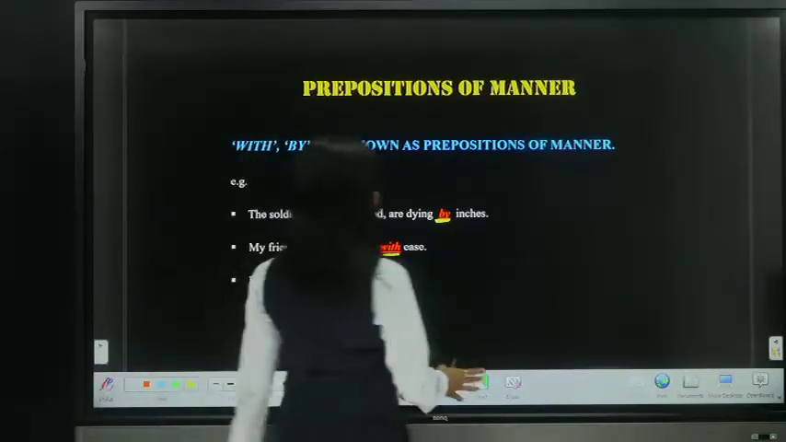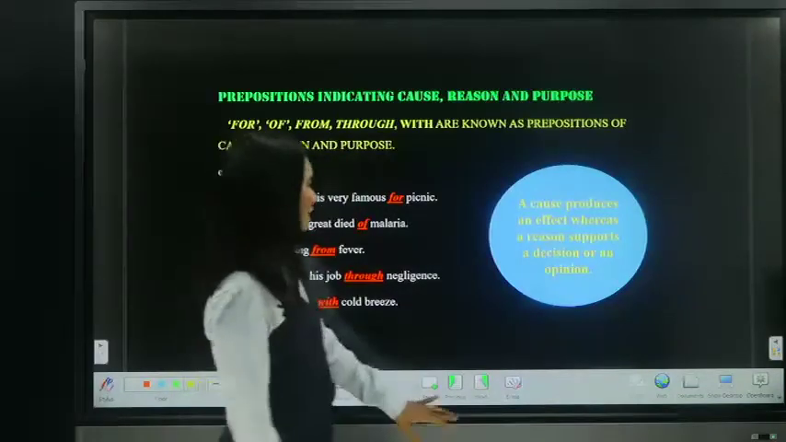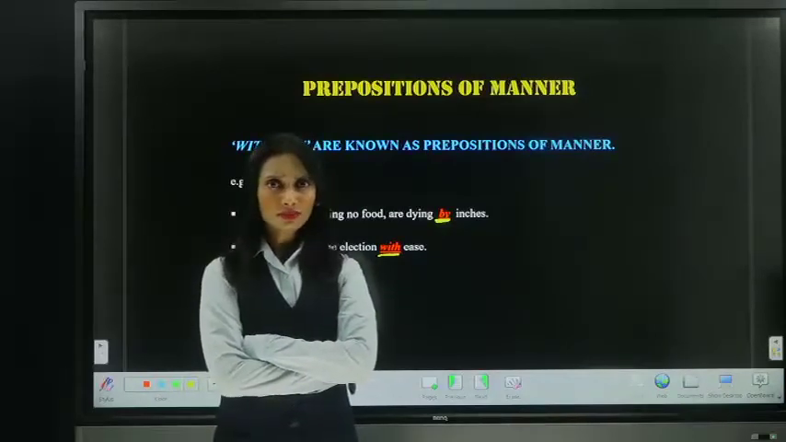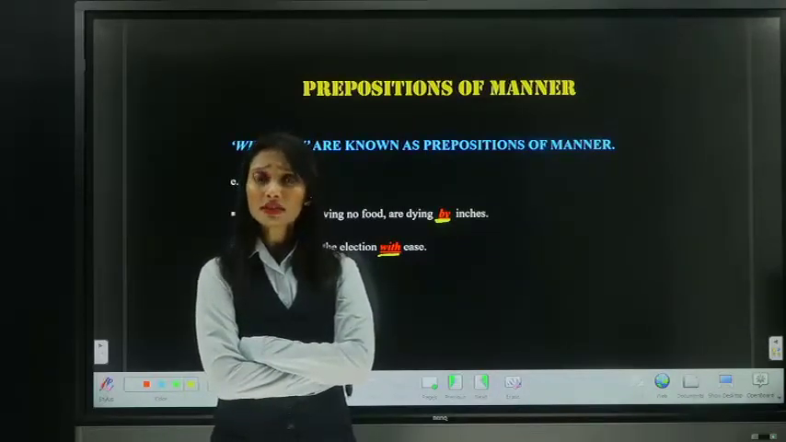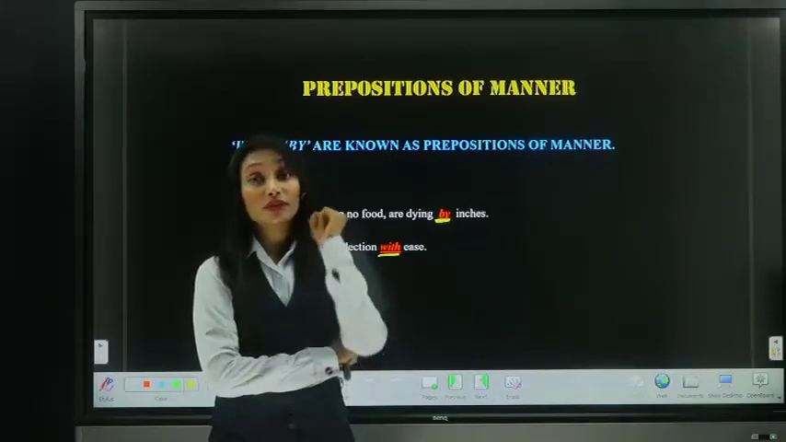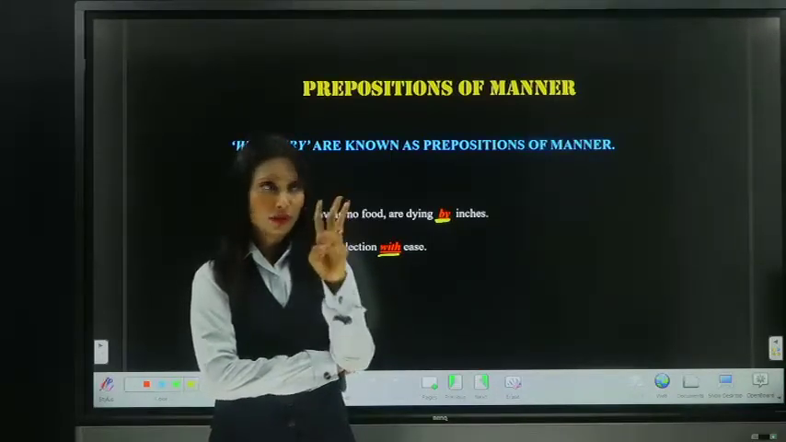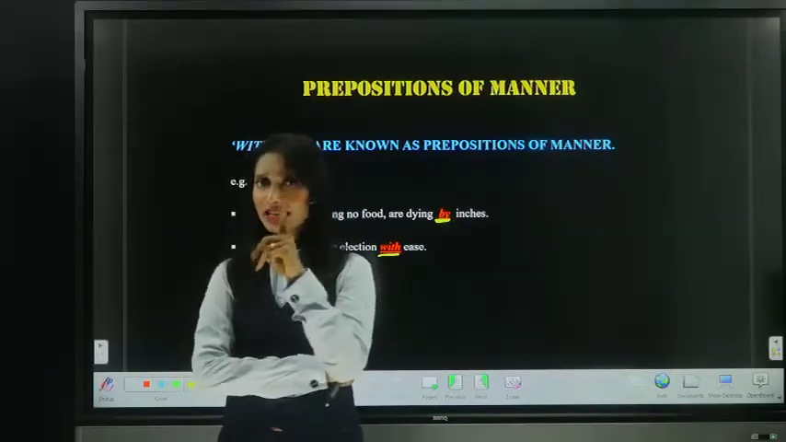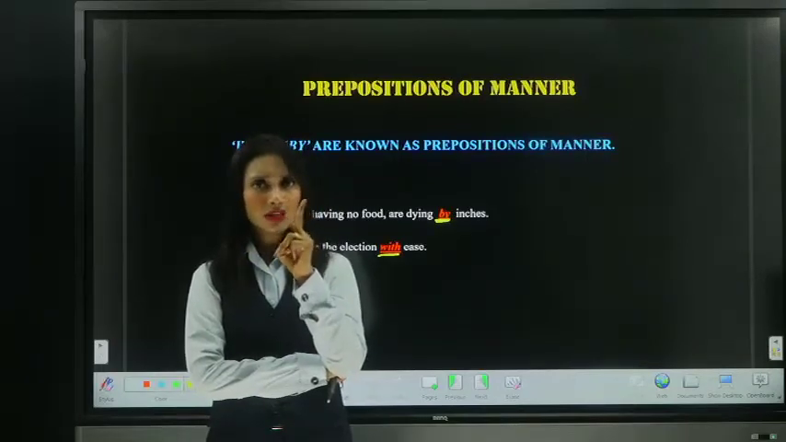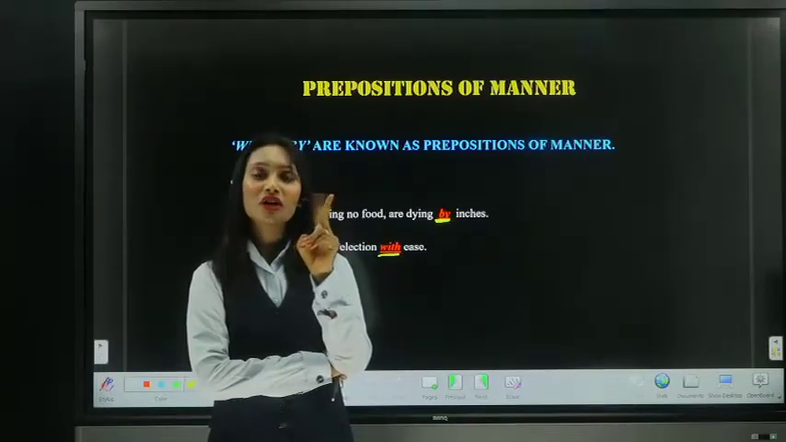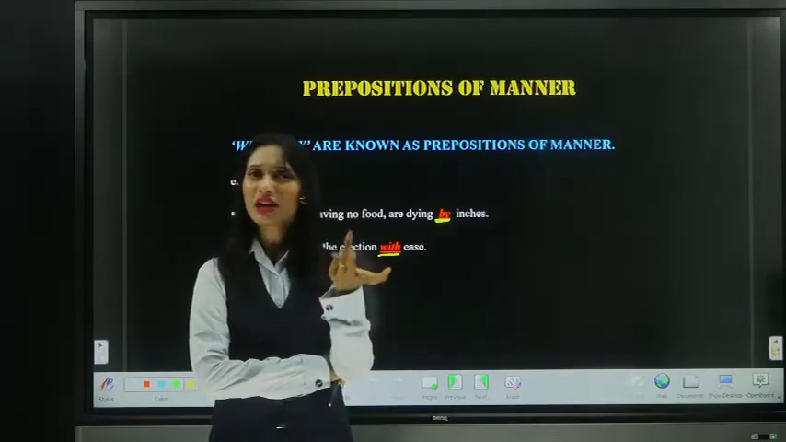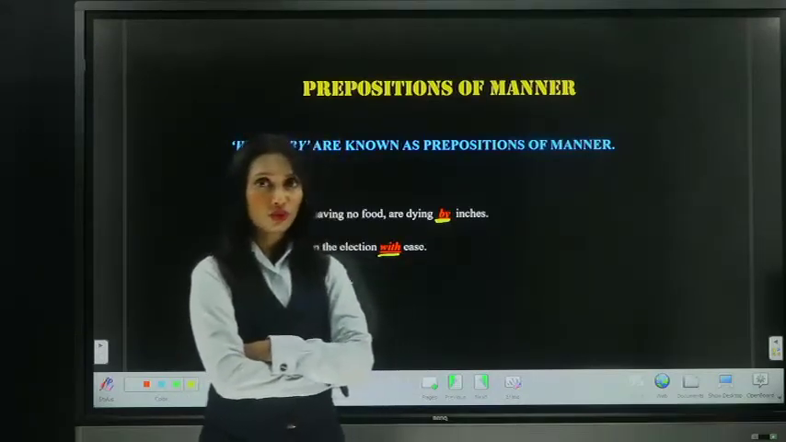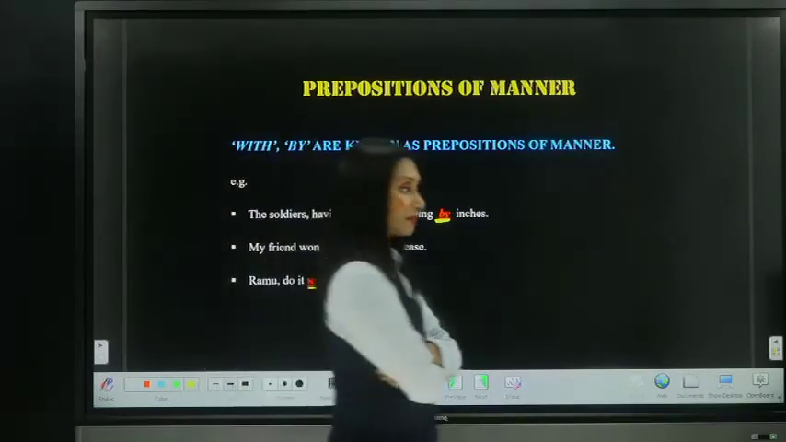Now let's move on to the next one, prepositions indicating cause and reason. Can you tell me the difference between cause and reason? What do you think is cause? What do you think is reason? The next one we are going to discuss is prepositions of cause, reason and purpose. But I want you to tell me what is the difference between cause and reason. Purpose is however different, I'll be telling you. Quick. If you know, please let me know.